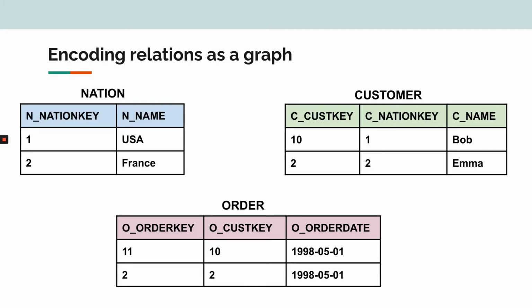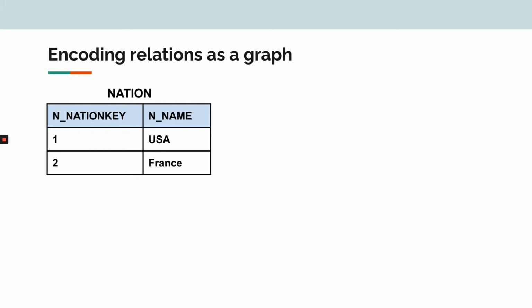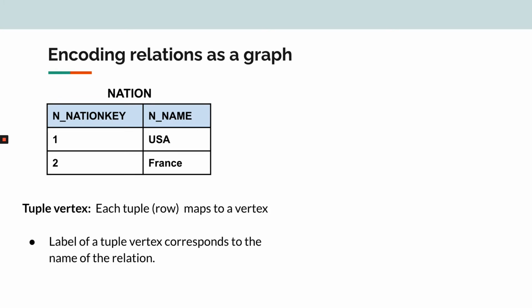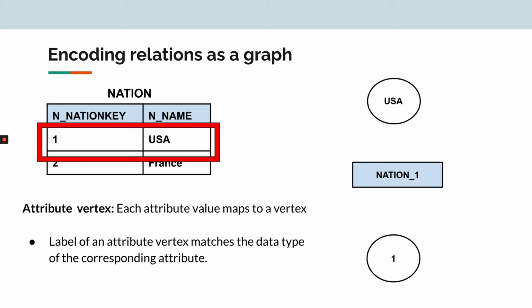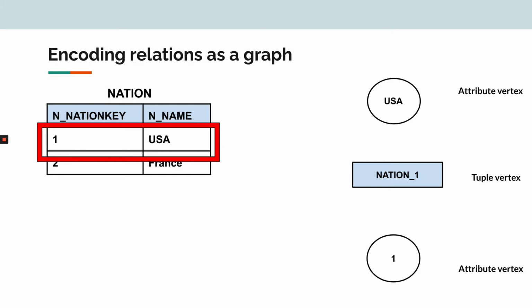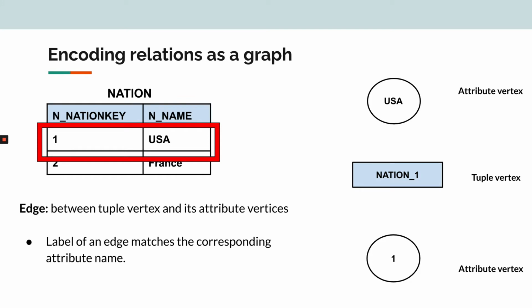We begin with the TAG data model, which I'm going to explain using this example of a relational database instance. Let's start with the nation table. Each tuple of a relation maps to a vertex, which we refer to as a tuple vertex. So we take the first tuple and create tuple vertex nation 1. Then each attribute of a tuple also maps to a vertex, which we call attribute vertices. So we distinguish two classes of vertices, attribute and tuple. We use different shapes to distinguish them just for clarity reasons, but all vertices have the same functionality in the vertex-centric computational model. If an attribute value belongs to a tuple, we connect the corresponding vertices to their tuple vertex, where the edge label corresponds to the name of the attribute.